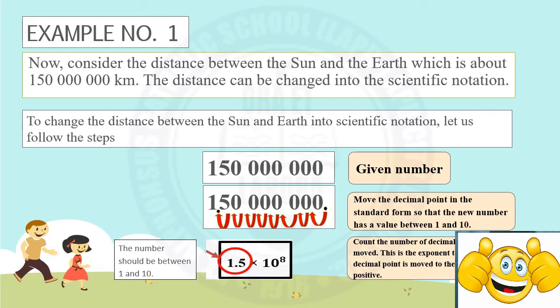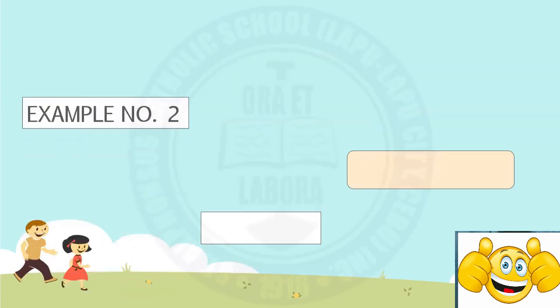Remember, the number should be between 1 and 10. That's why we put the decimal point between 1 and 5. Example number 2.